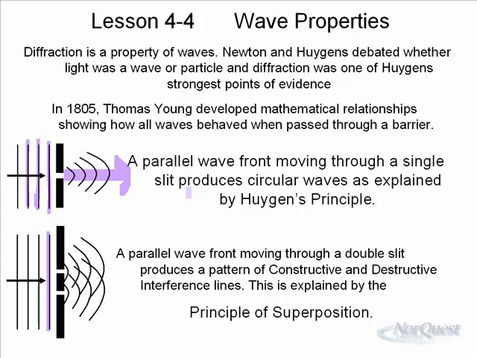These destructive and constructive interference patterns are explained by the principle of superposition. What you can see here is that from the top slit and the bottom slit, you're getting areas where you have wave crests. All right, the lines represent wave crests. Between the lines you have wave troughs.